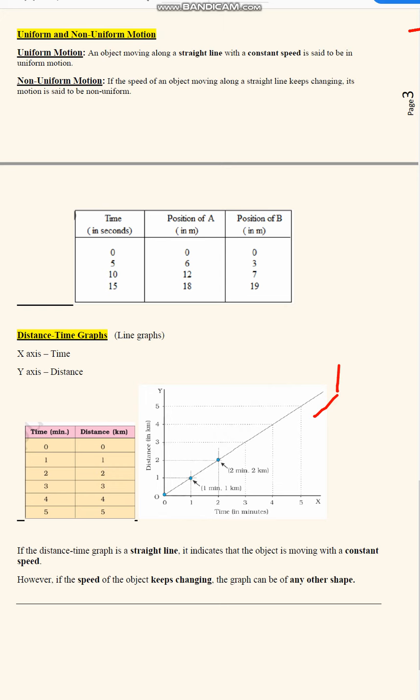Students, please note here that if the distance time graph comes out to be a straight line, the object is moving at a constant speed. If not, if the graph is not a straight line, if the object is not moving with a constant speed, it may have any other shape but not a straight line.